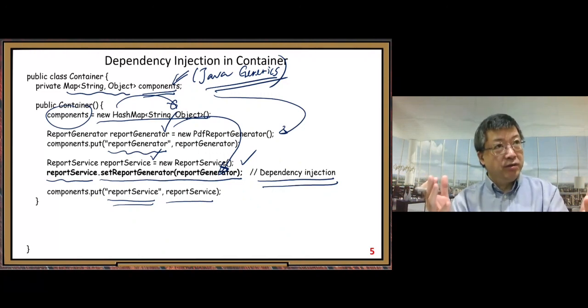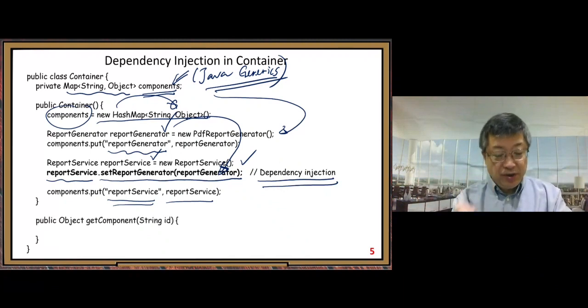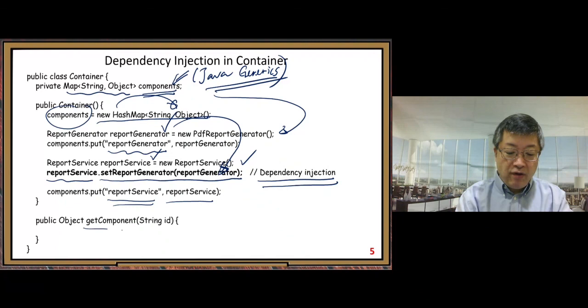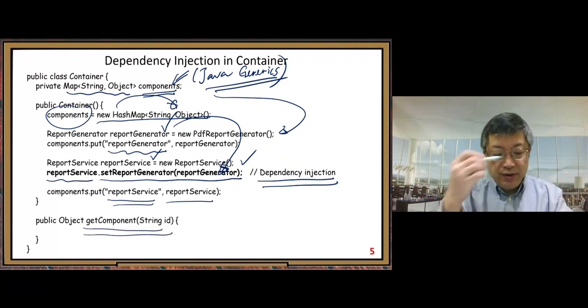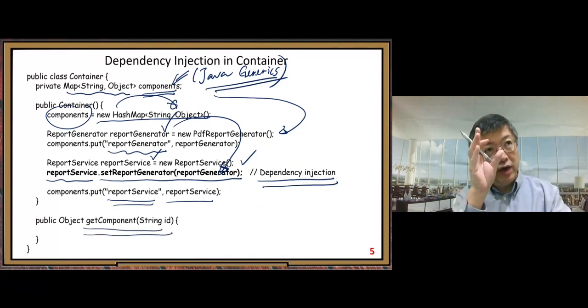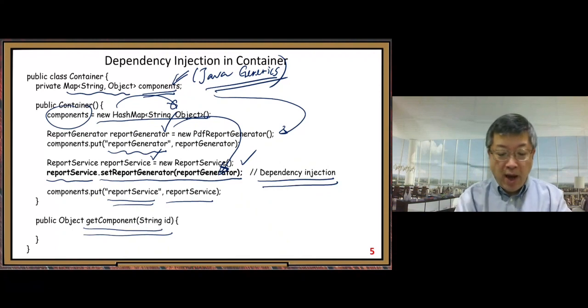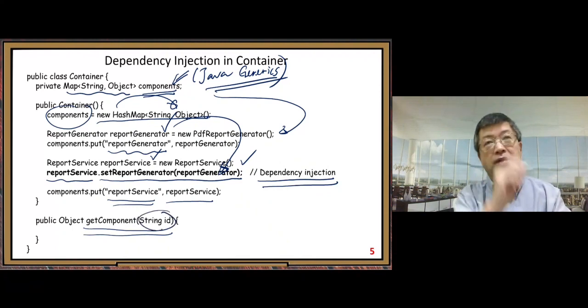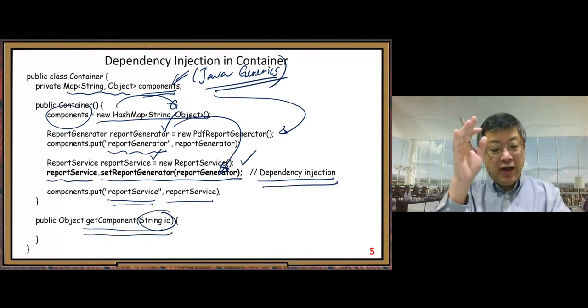This is all preparation. But you still need to do another thing: provide a mechanism to retrieve each component by its key. So that's the container.